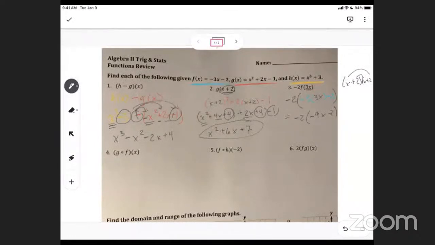Did I do that right? I'm just checking to make sure I didn't miss any signs or anything. Now I can distribute this negative 2 in. So that equals a positive 18x because I'm multiplying, and a positive 4, and that's my answer.